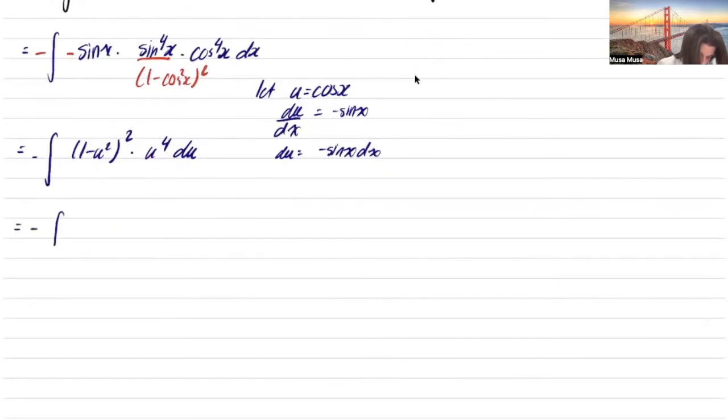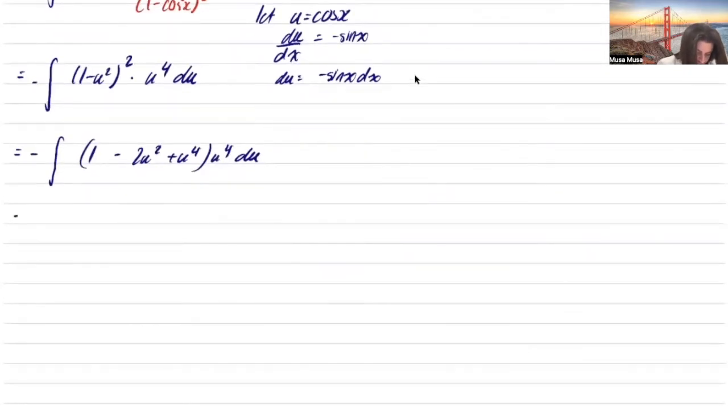Expanding this, I'm sorry, I didn't make this super easy. Actually, no, it's still pretty easy. 1 minus 2u squared plus u to the 4, all multiplied by u to the 4 du. And then this is u to the 4 minus 2u to the 6 plus u to the 8 du.